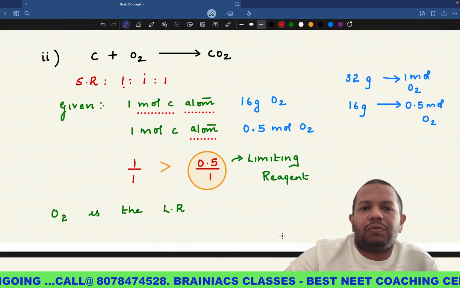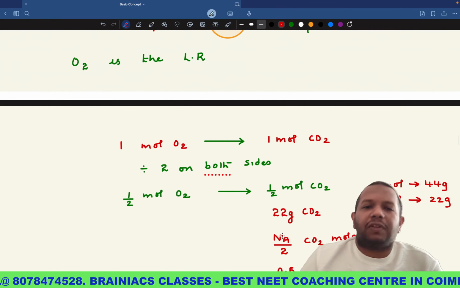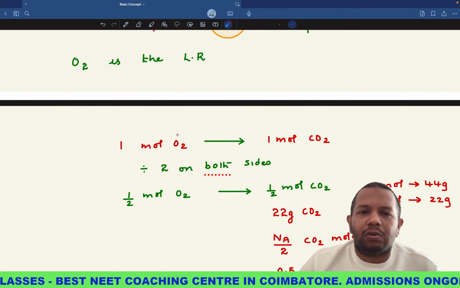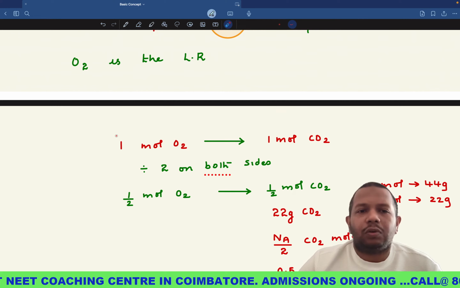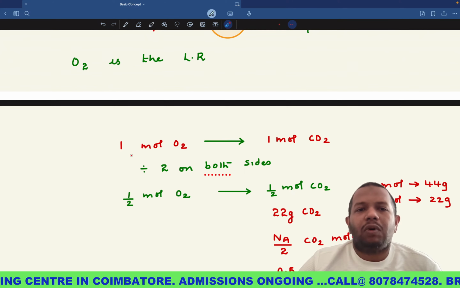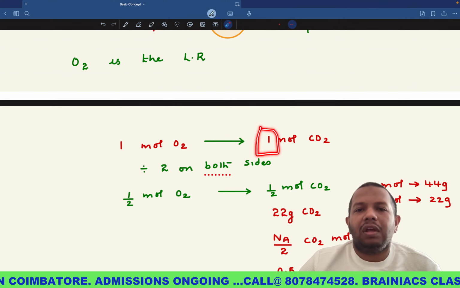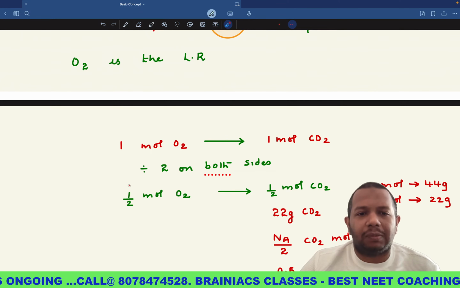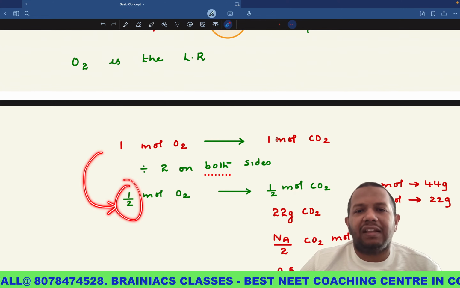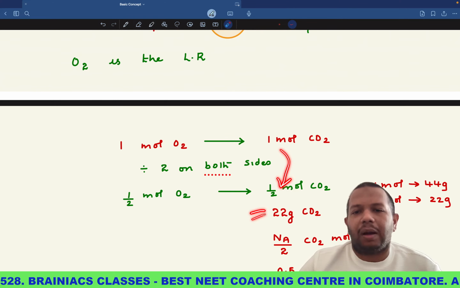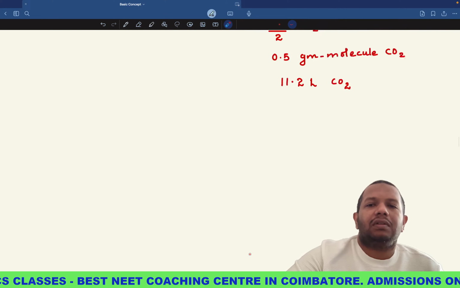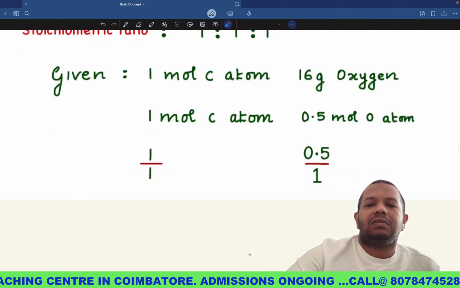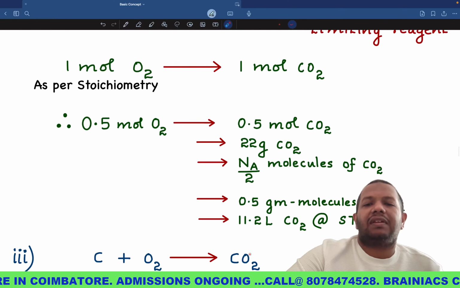Very simple. Once you find the limiting reagent, what do we need to do first? Write down the reaction between oxygen and carbon dioxide, so first write in terms of stoichiometry: 1 mole O2 can give 1 mole CO2. Then convert this 1 to the given quantity. How much oxygen is given? 0.5. So convert this to that. Then this will give you the respective amount of carbon dioxide. I hope you could see that. Here also I have mentioned it, so you would get the same answer here.